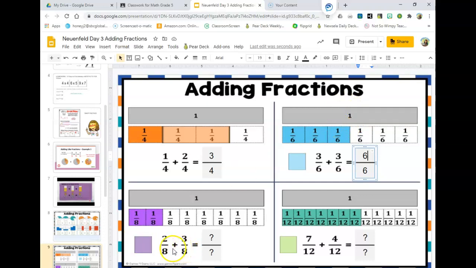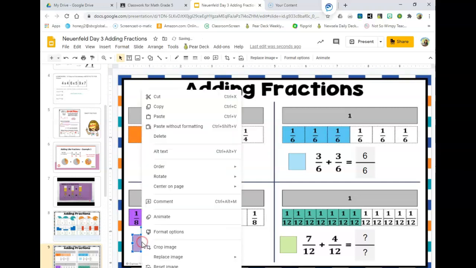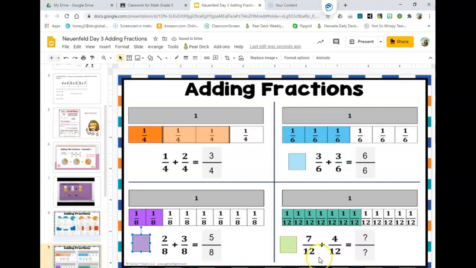All right, let's take a look at our next one. We have 2/8 plus 3/8. My denominator is going to stay the same because both of these are the same. So it stays 8. 2 plus 3 equals, that's right, 5. We can also add 3 more. Oops, no, I can't. Never mind. There we go. That's okay.